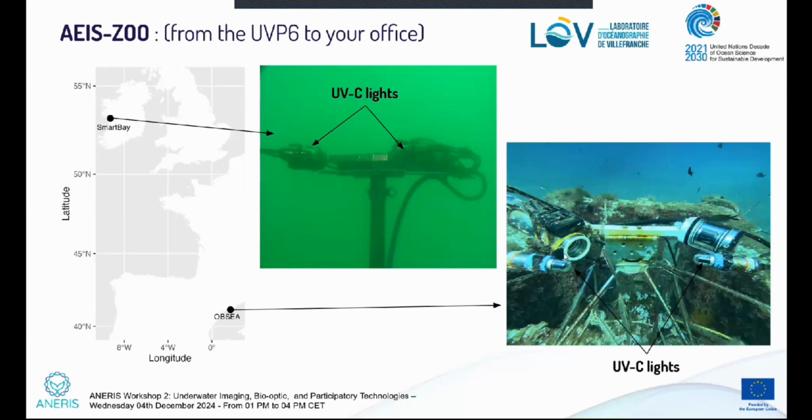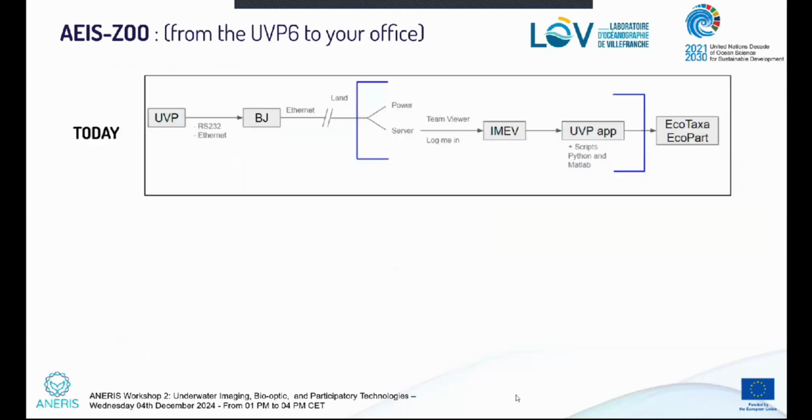And you can see the camera and the lights are very clean in comparison with the other surfaces of the sensor. Today, the data from the sensors are manually extracted from the instrument, the UVP, which is connected to a junction box underwater. And there is a long cable, many kilometers long, to the shore, where it's connected to a server and a power unit.